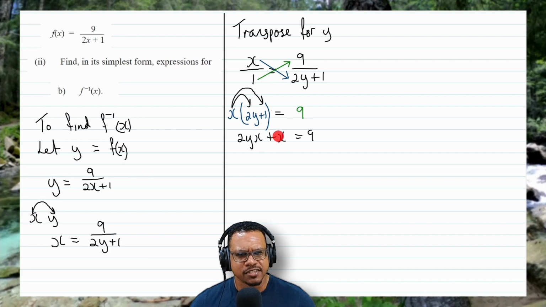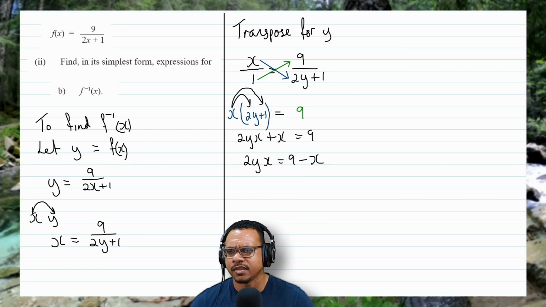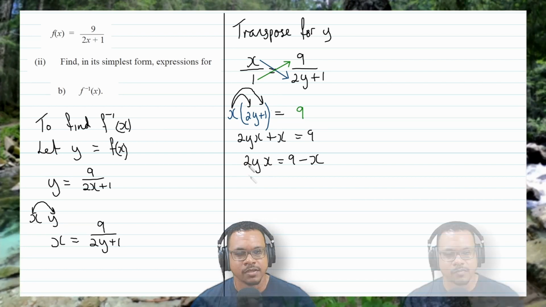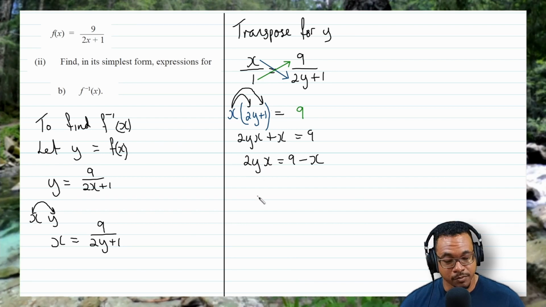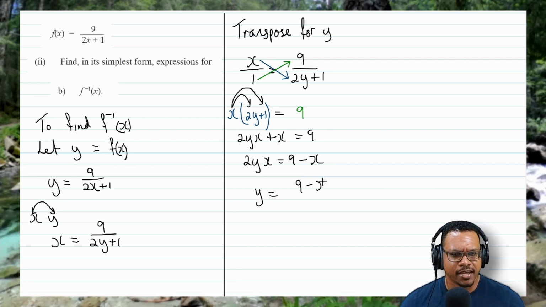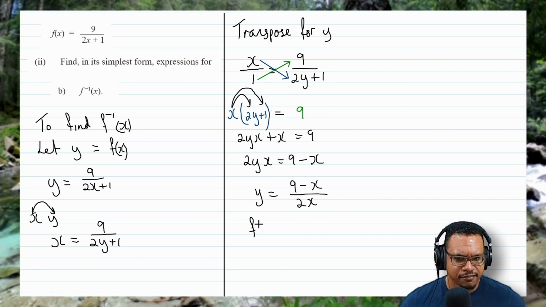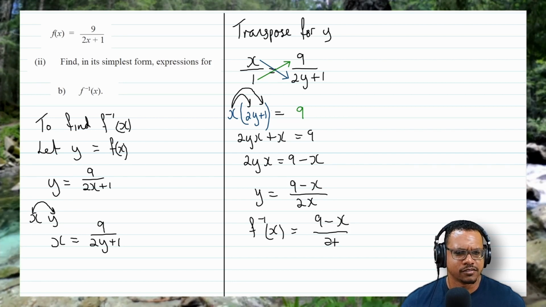Now what we'll do is we transfer this positive x across first, and that will turn to negative x. So we have 2yx is equal to 9 take away x. And then we can transfer this 2 and x across, because this is 2 multiplied by y multiplied by x. So the operation between the 2, y, and x is multiplication. So when I move the 2 and the x across, the operation will change to division. So I'll have y is equal to 9 take away x divided by 2x. And now this would be an inverse function. So f inverse x is equal to 9 take away x over 2x.